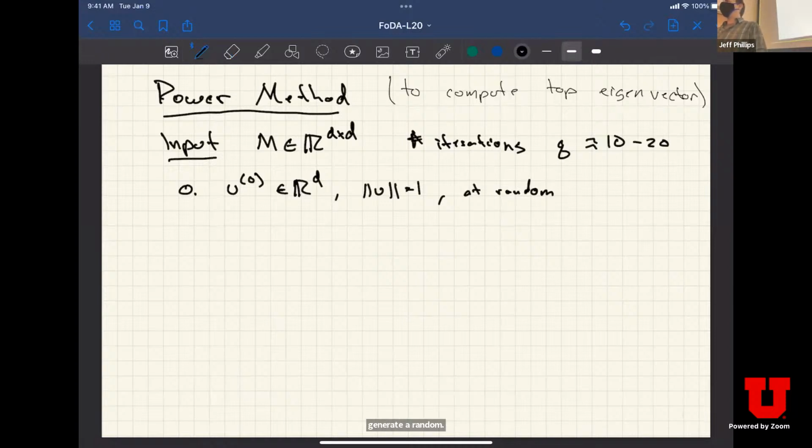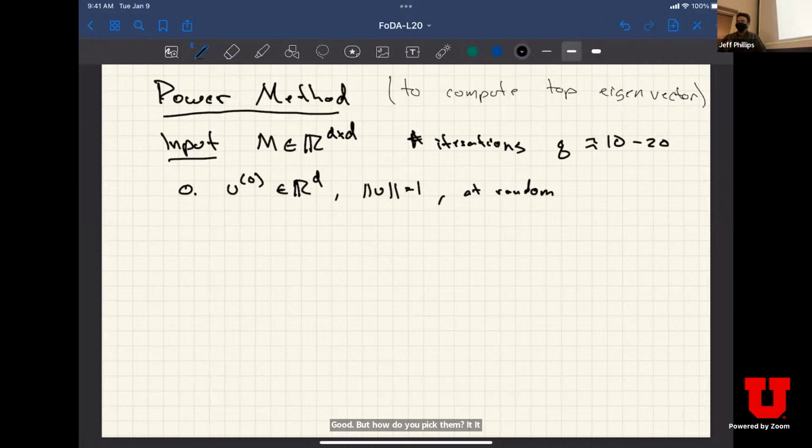How would you generate a random unit vector? Probably just pick D random real numbers. Yeah, you could pick D random real values and then normalize it. Good, but how do you pick them?